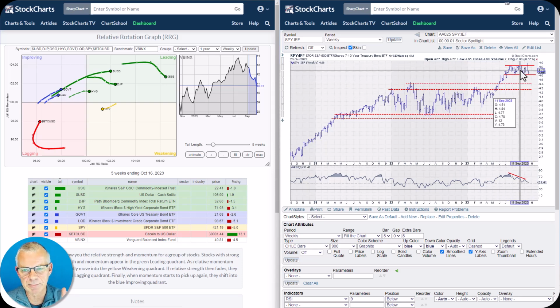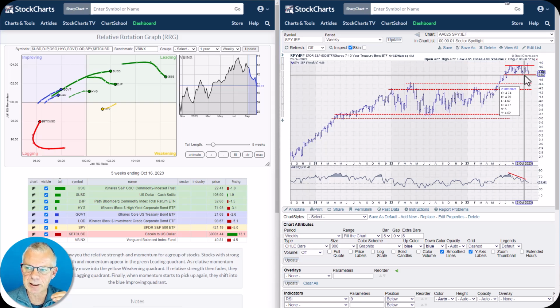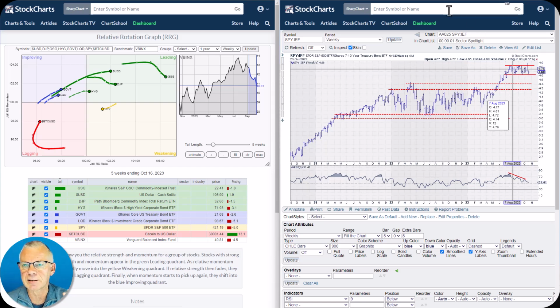Right now, we're still in that range, but please be careful when it breaks below 4.6, and that will very likely coincide with a break below 420 in the SPY chart.